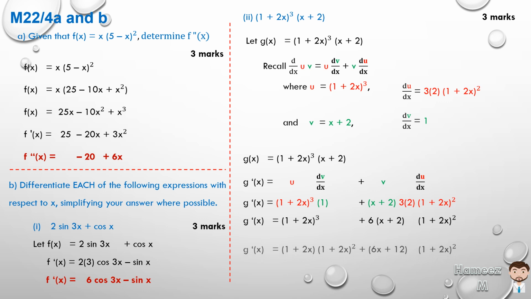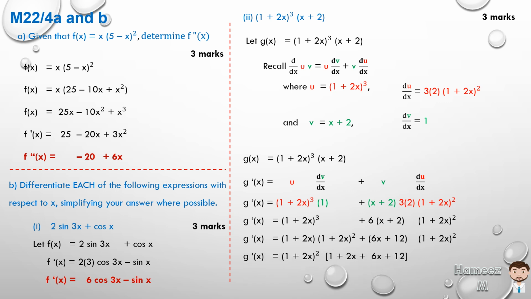1 plus 2x cubed can be written as 1 plus 2x by 1 plus 2x squared, plus 6 times x is 6x, plus 6 times 2 is 12 by 1 plus 2x squared. So we can now factorize out the 1 plus 2x squared. So we're left with 1 plus 2x plus 6x plus 12. So g bar x is equal to 1 plus 2x squared by 2 plus 6 is 8x plus 13.